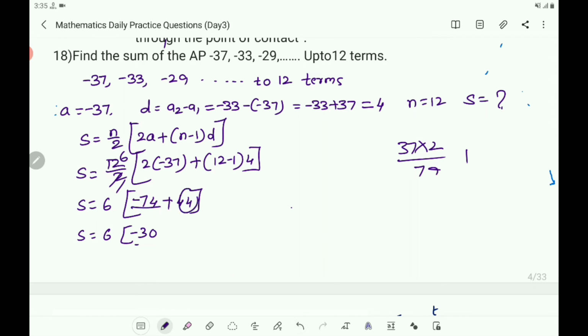Here we have to subtract 44 from 74 as they are having different signs. You know that 74 minus 44 is 30, and what sign we have to put? Here we have to put the sign of the greater. So you got minus 30 here, and S equals, you know that 6 3s are 18, 18 0 you write, that is minus 180. So you got the sum minus 180. So the sum of the AP minus 37, minus 33, minus 29 and so on up to 12 terms, that is the sum of the first 12 terms of the given AP, is minus 180.